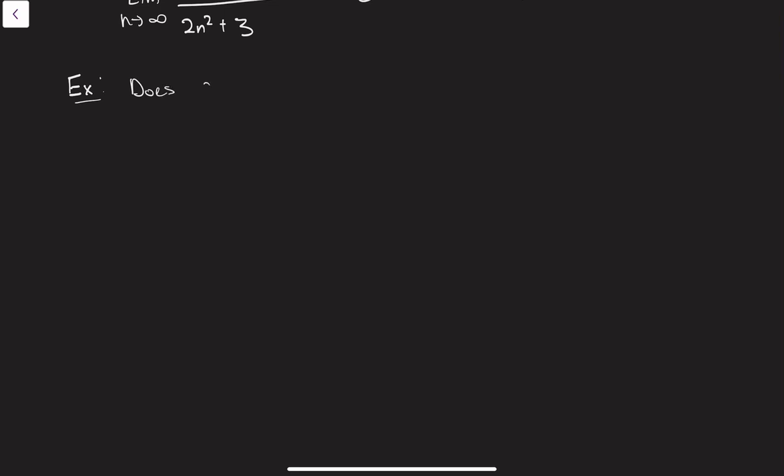So does the sequence a_n equal to (-1)^n converge? So let's write down the limit for this. The limit as n approaches infinity of (-1)^n. If we plugged in infinity, we wouldn't really know what's happening. So let's evaluate the first few terms of this sequence. When n is equal to 1, we just have -1. When n is equal to 2, we'd have 1.